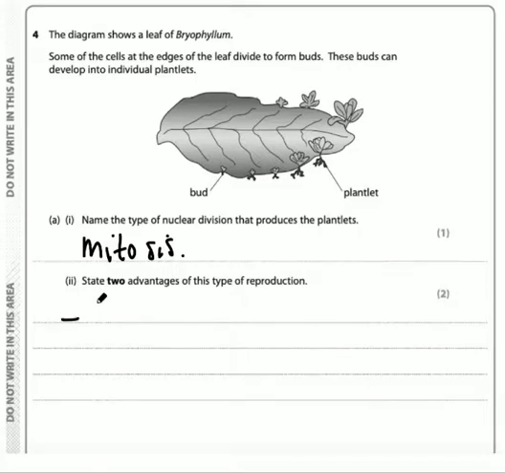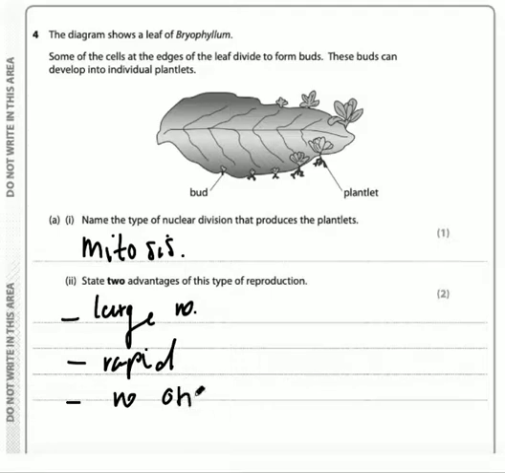So it's large numbers, it's rapid, and the last one is no other plant needed.